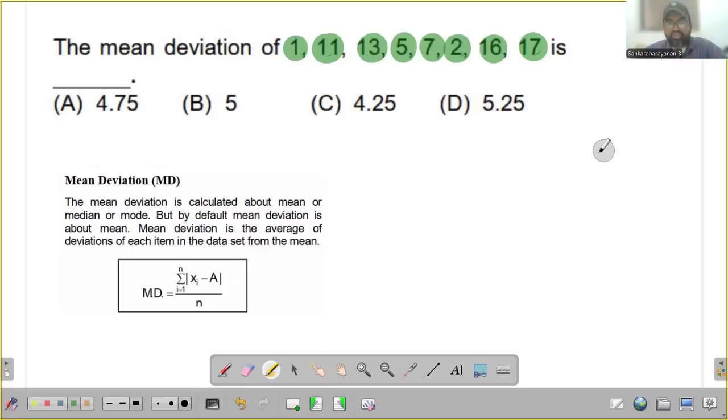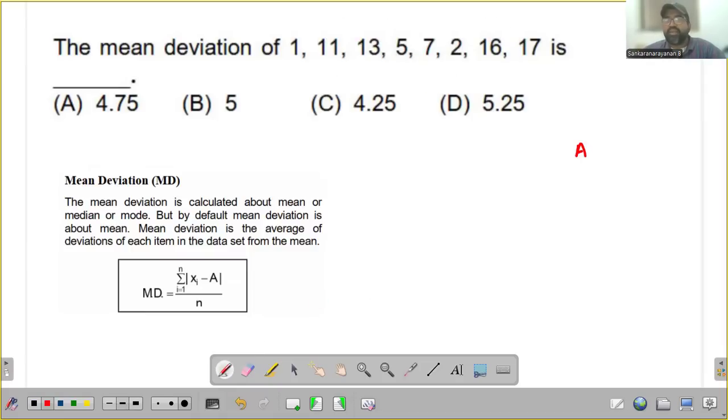I don't know how many of you saw the way I added the numbers. First, I added 1, 11, 13, and 5. I got the total as 30. 17 plus 7, 24, plus 16, 40. So 40 plus 30 is 70, plus 2, 72. So the total is 72.